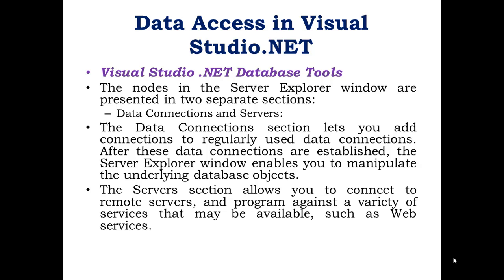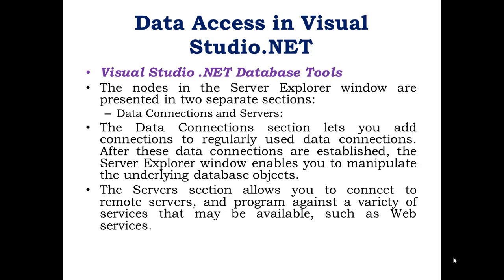Next, data access in Visual Studio .NET. Visual Studio .NET stores database nodes in the server. The Server Explorer window is presented in two separate sections: one is Data Connections, the other is Servers. The Data Connections section shows what type of data connection and explorer there is, and the manipulation for reading, writing, storing and retrieving data in the underlying data objects.